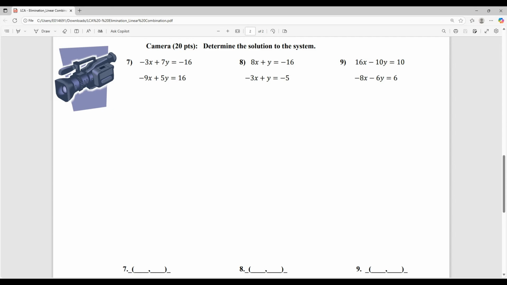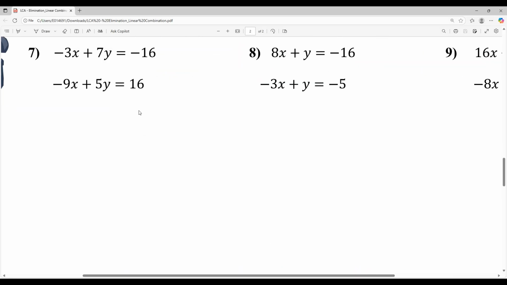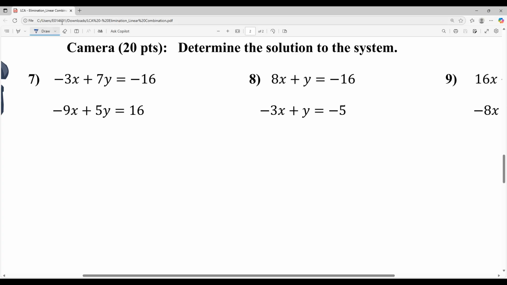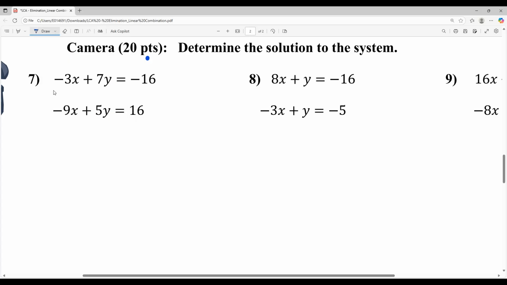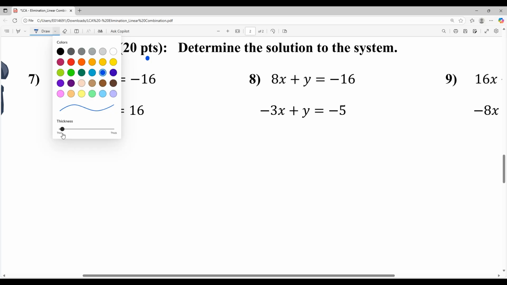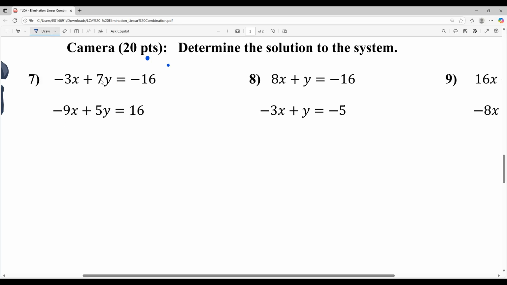All right, so we are going to be going over this question, number 7. With the other combinations and eliminations, we were able to have 0 pairs of opposite twins. But if you look at number 7, I do not have opposite twins. Okay? With the X, I have 3 and 9. With the Y, I have 7 and 5. I have to create opposite twins.